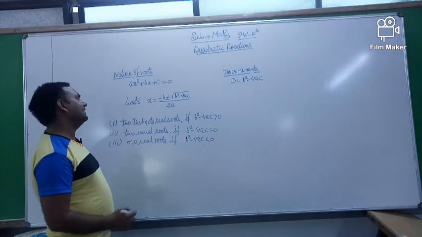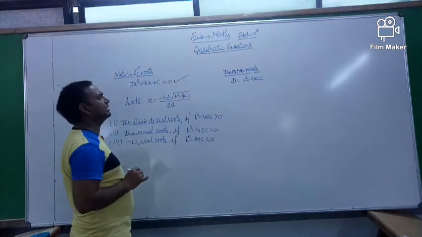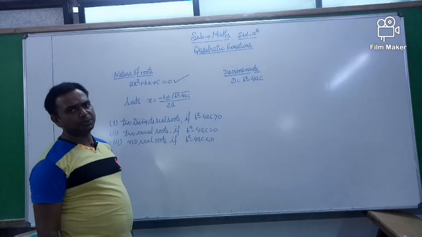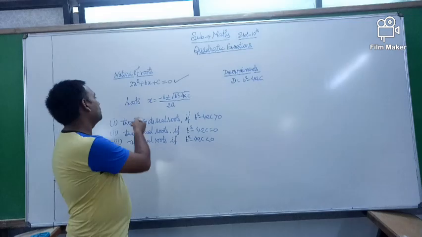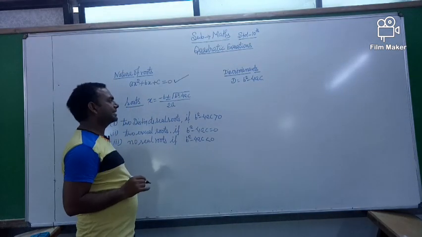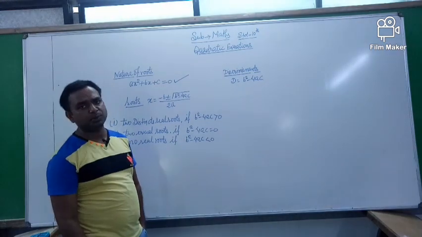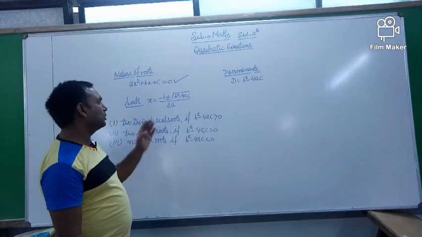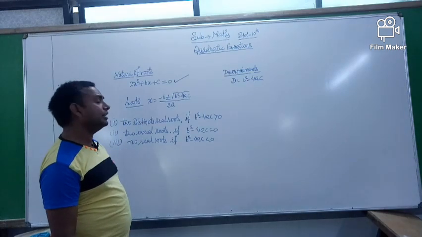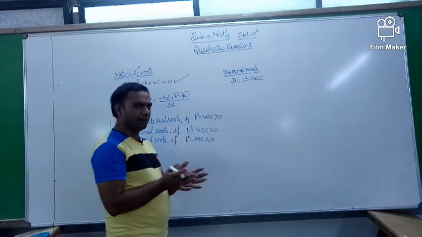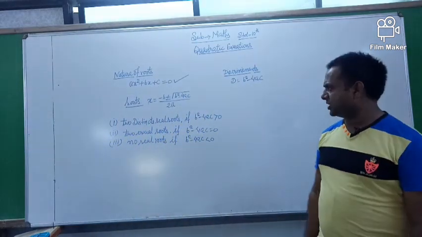All of you know that the standard quadratic equation is ax square plus bx plus c equal to 0, and you also know the roots: x equals minus b plus minus the root of b square minus 4ac, divided by 2a. These are the roots of the quadratic equation. If one takes the positive sign root, it is known as alpha, and if you take the negative sign, it is known as beta.